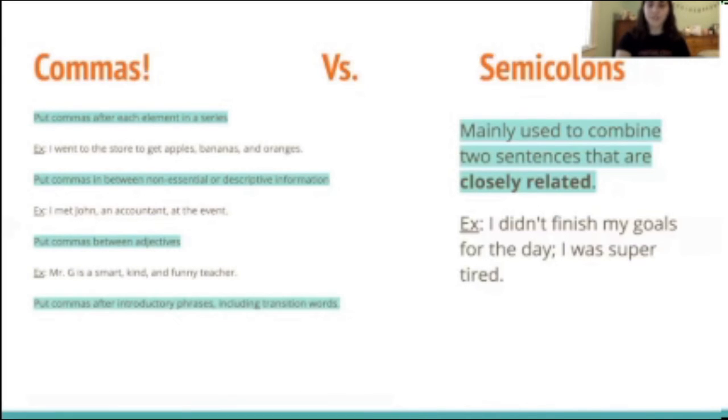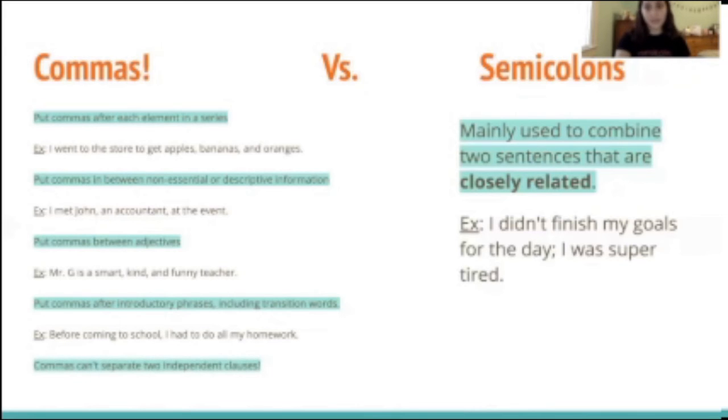Put commas after introductory phrases, including transition words. For example, before coming to school, I had to do all my homework. Commas can't separate two independent clauses. For example, this sentence is incorrect: I went to the store, I bought apples.